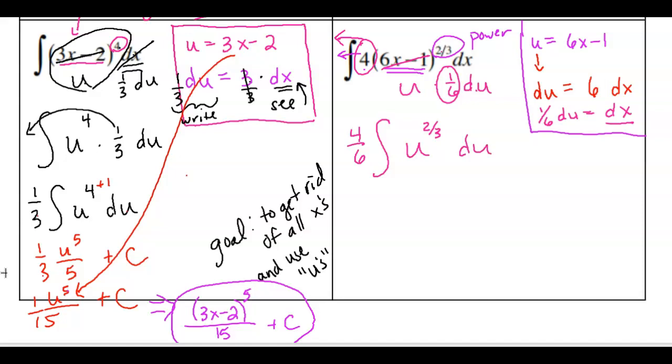Notice, everything's matched up. I'm not just crossing things out. I don't have this. I don't have that. I'll even make them darker. So I just wrote everything nicer.